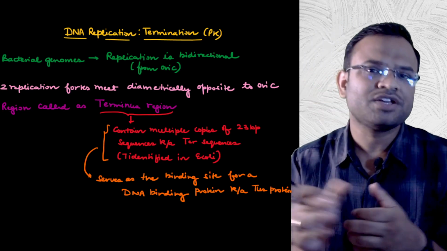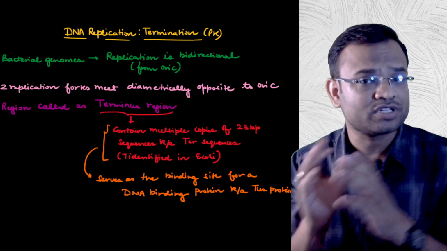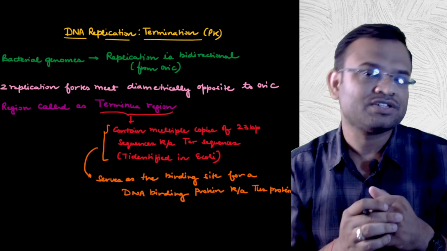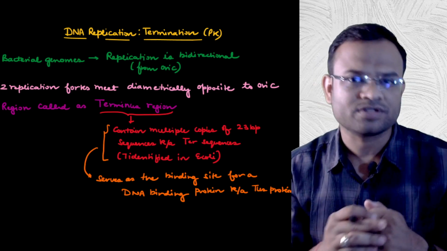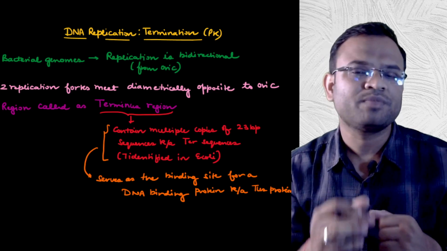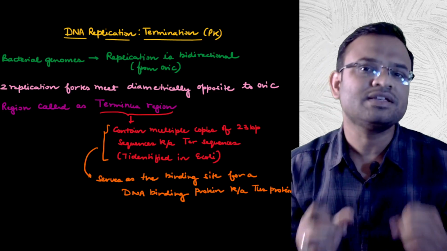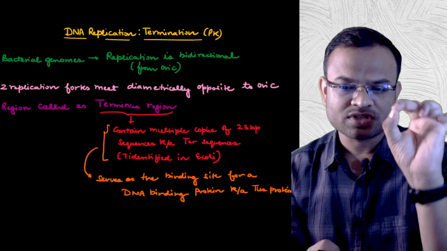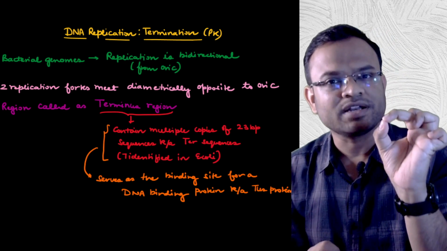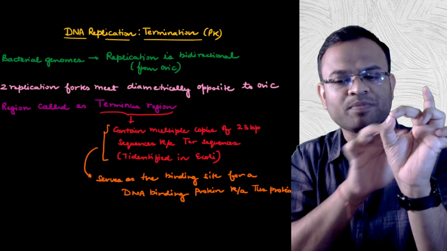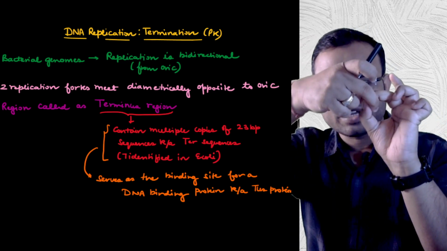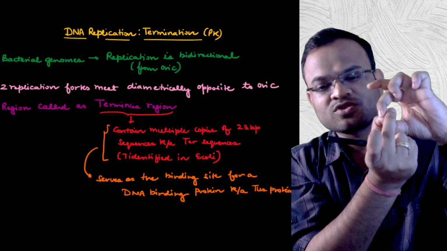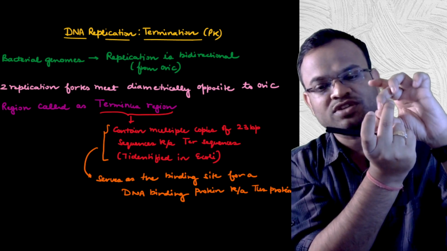Now, what does termination mean when we are talking about prokaryotes? Remember, in this particular lecture, we are aiming to discuss DNA replication in prokaryotes. In prokaryotes, you might remember that the DNA strand is circular in nature. So suppose this is the DNA strand, it is circular. Now, when another copy of this DNA strand is made, it comes into a shape like this.